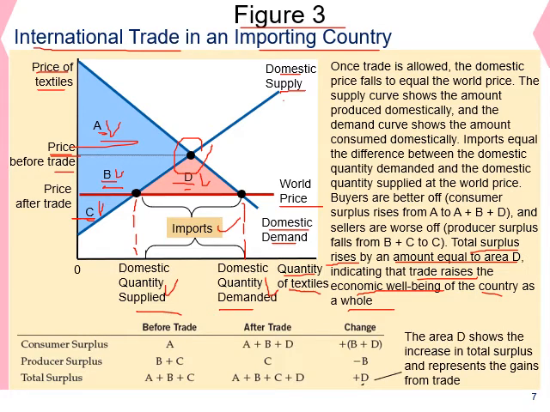And then this can be shown on this table here. Area D will be the increase of the total surplus.